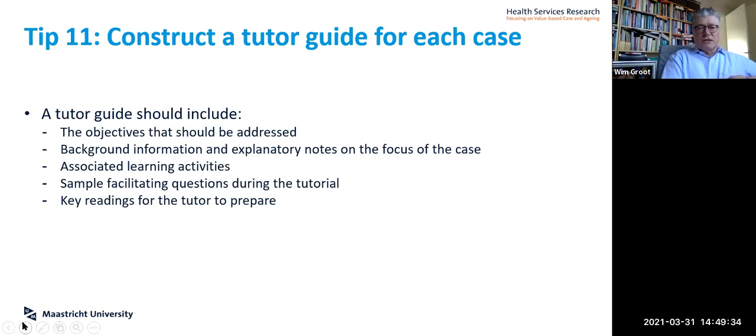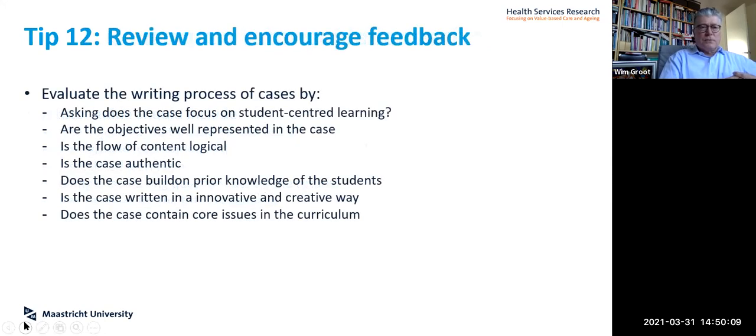Also, some sample facilitating questions for the tutorial are important. Again, if the discussion falls flat and the discussion stops, then some facilitating questions can bring the discussion back to life and put students on the right track to formulate their learning goals. And it may also include some key readings for the tutor to prepare himself or herself for the tutorials. So that all should be included in the tutor instruction or the tutor guide for each case. Then the final tip, the 12th tip, is to review and encourage feedback.